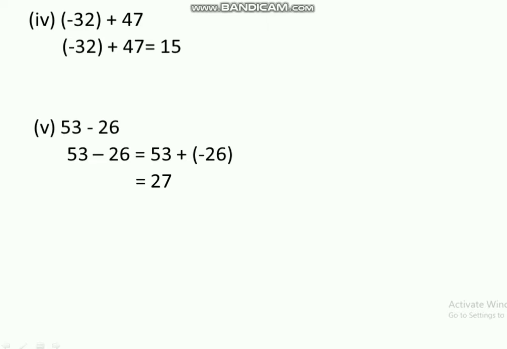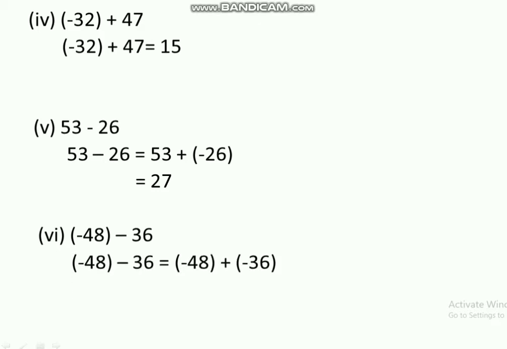The next question is negative 48 minus 36. Again a subtraction sign is there. So I am going to change it into plus. That is, negative 48 minus 36 I can rewrite as negative 48 plus negative 36. Now we have to add two numbers having the same sign. So just add them and put the same sign. So what is 48 plus 36? Which is 84. And what is the sign both of them have? They are negative. So our answer is negative 84.